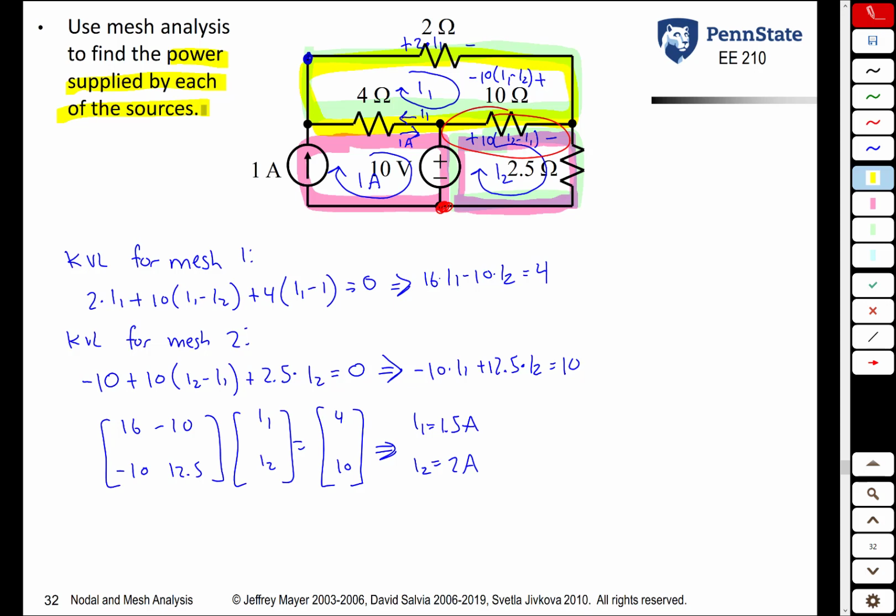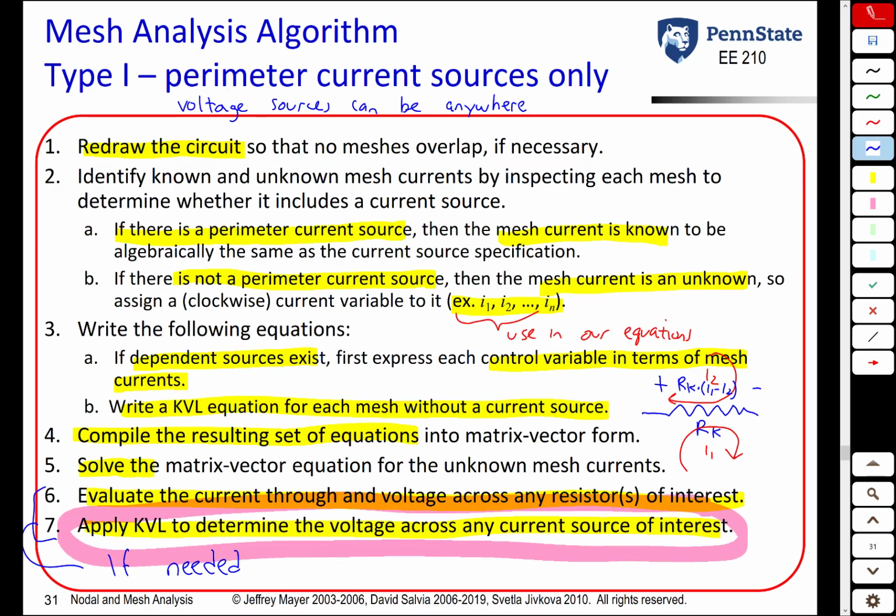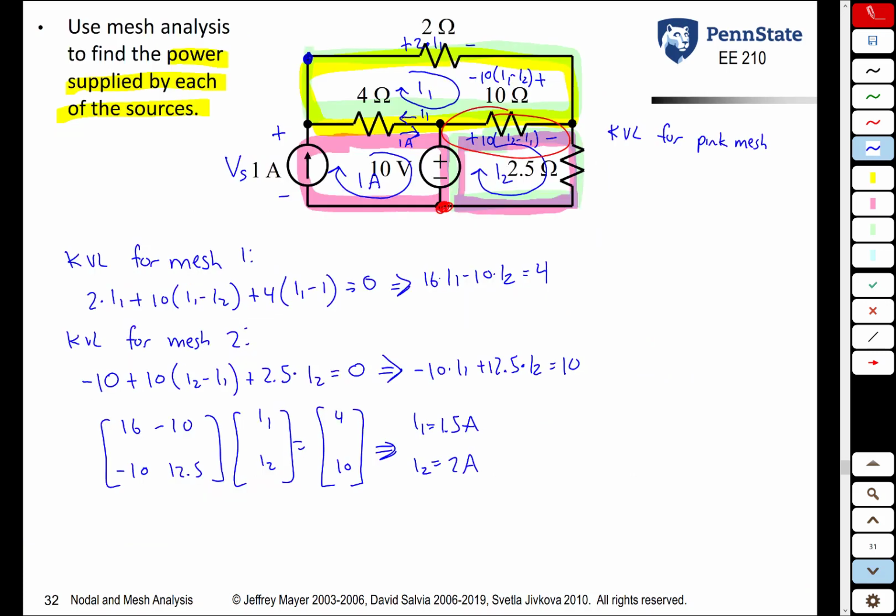So what we do is we assign a voltage variable. Let's call it VS. I'm going to arbitrarily put the plus on top and the minus on the bottom. And I'm going to do KVL for the pink mesh. This is step 7 that I talked about in this algorithm here. Because we want to find the voltage across that current source, we can apply KVL now once we know all the currents.